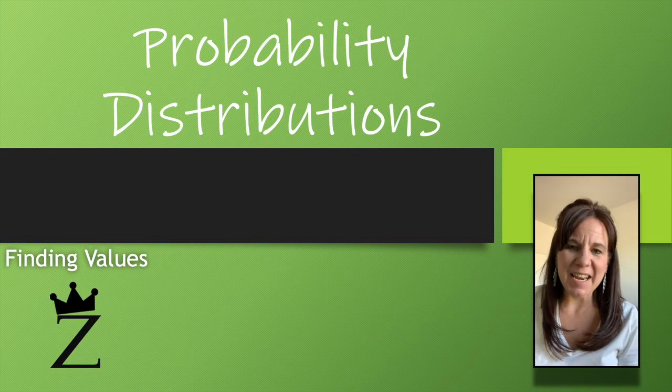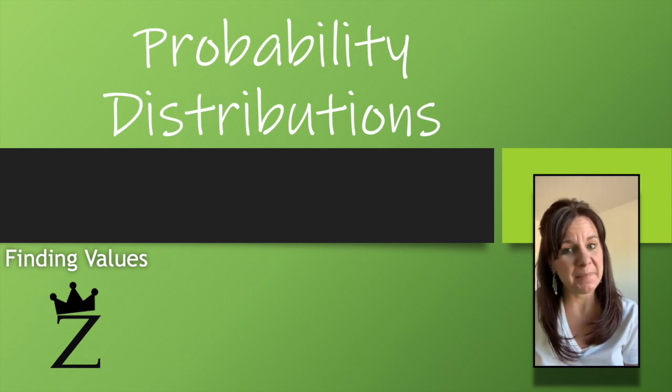So that's it. That's the end of our unit on probability distributions. We found area, we found probability, and now we found values.